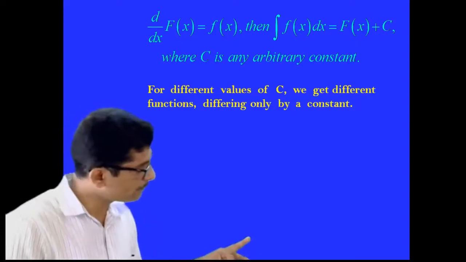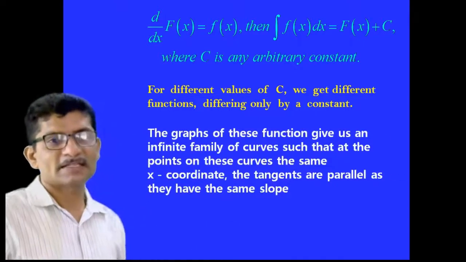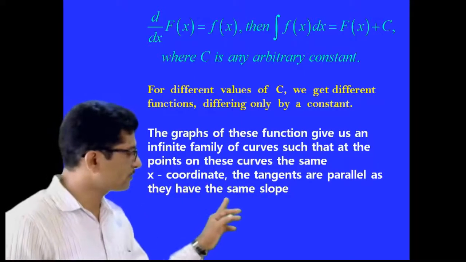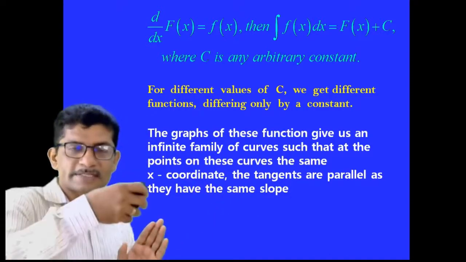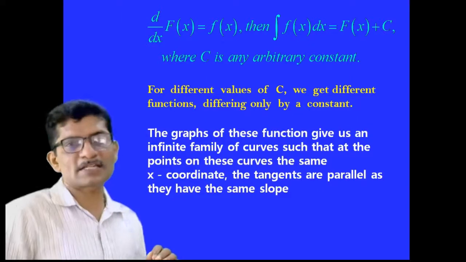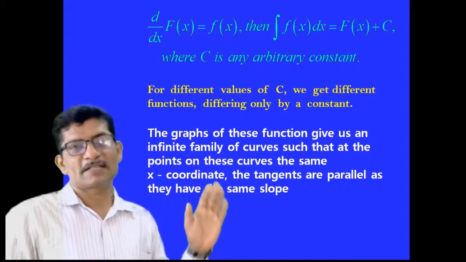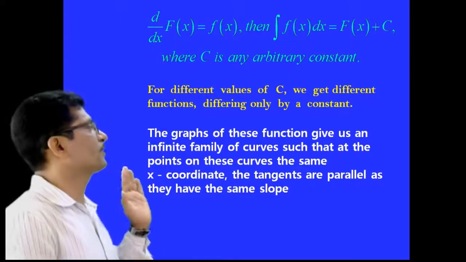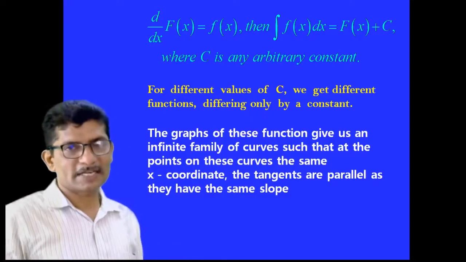These differ only by a constant. The graph of this function is given as an infinite family of curves. X square, you know that one curve; x square plus 2 is a similar type of curve, only its position changes. X square plus 2 is again a similar type of curve, and the moments of each curve are the same. Therefore, we can say that the graphs of these functions give an infinite family of curves, with the same moments. At the same x coordinate, the tangents are parallel, with the same slopes.